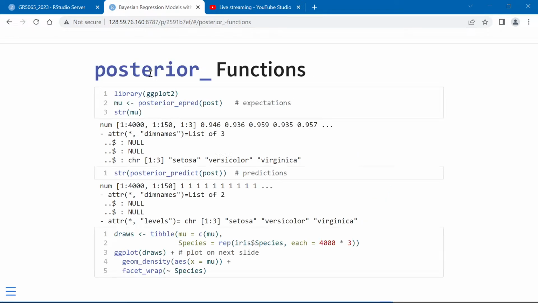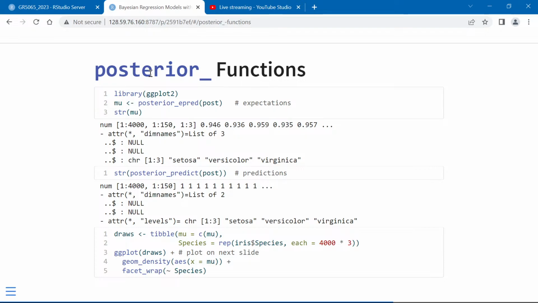Okay, so among the things that you can use after you've estimated one of these models is posterior epred, posterior predict, etc. So you can call those the same way we have done them before. You can either do it with new data, which could be counterfactual, but if you don't specify new data, it just produces the posterior expectations for the data that you used to condition on, estimate the model.